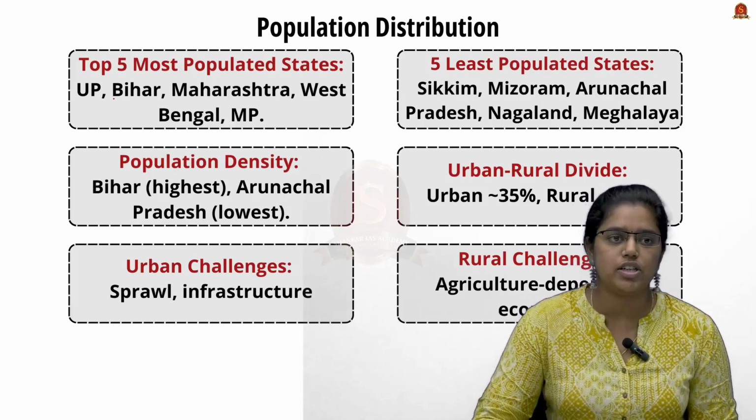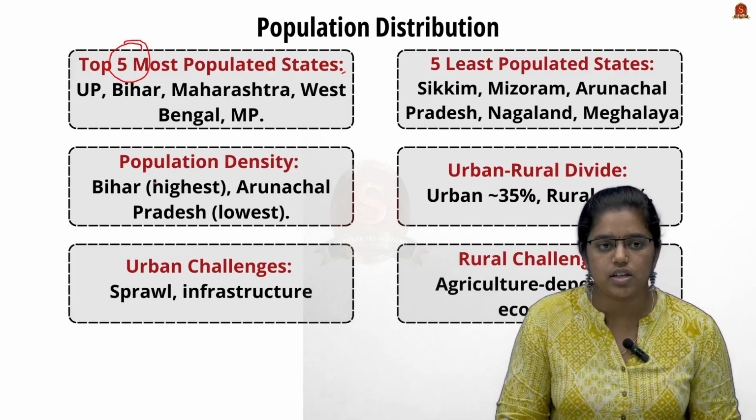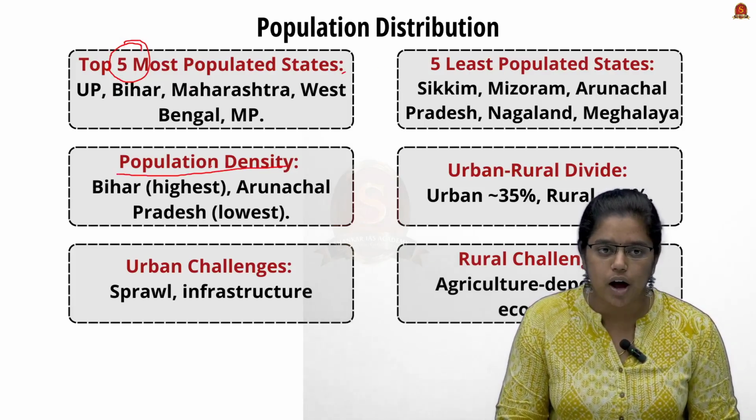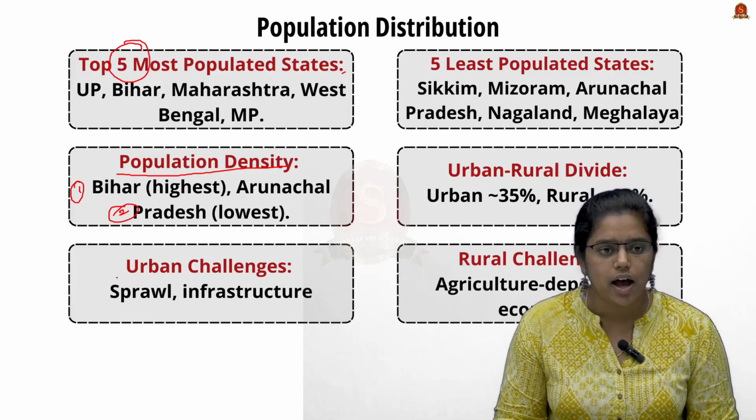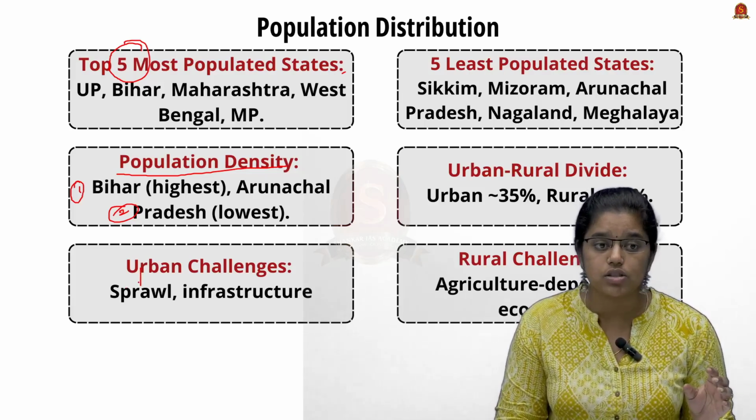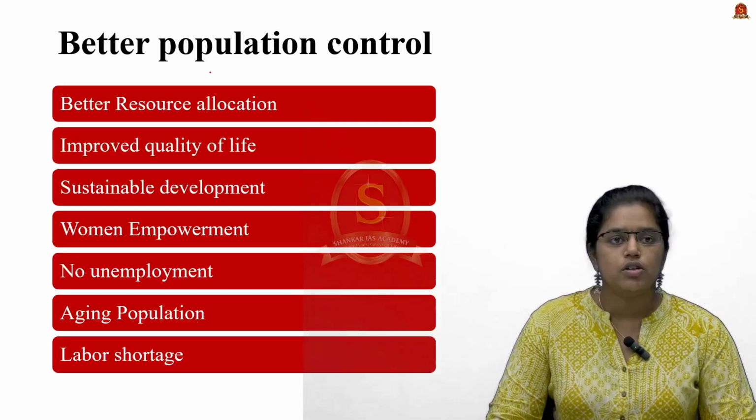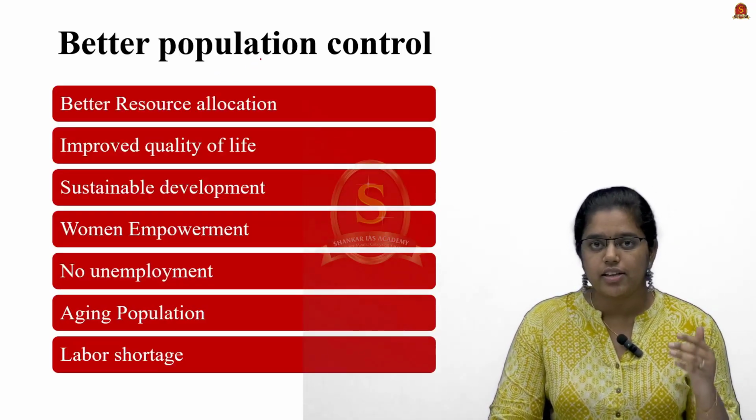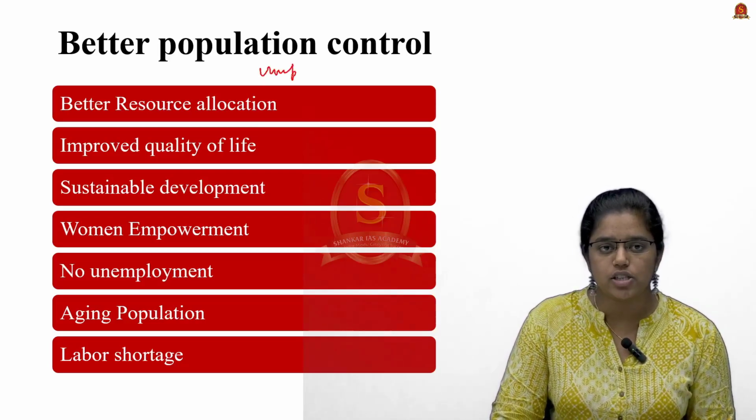Here they have mentioned the 5 most populous states and the 5 least populous states. The population density is highest in Bihar and lowest in Arunachal Pradesh. These are a few facts you can understand, and there is a high population density in urban areas, which can cause stress on infrastructure and also cause urban sprawl. I said the southern states strictly followed the population control measures. Let's see what the implications are of following them strictly.